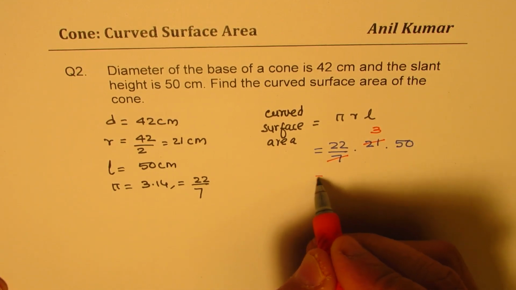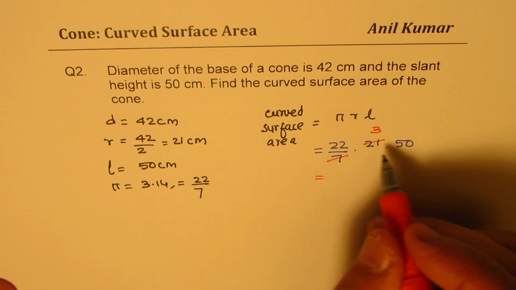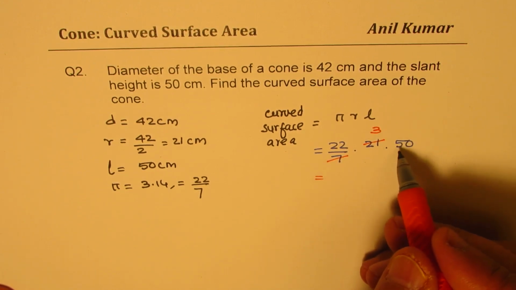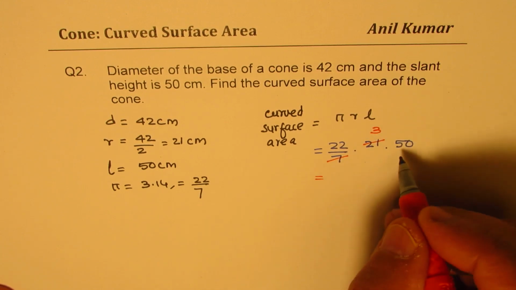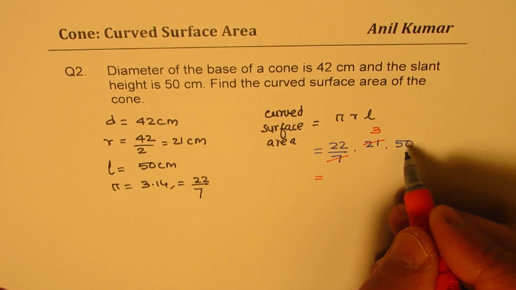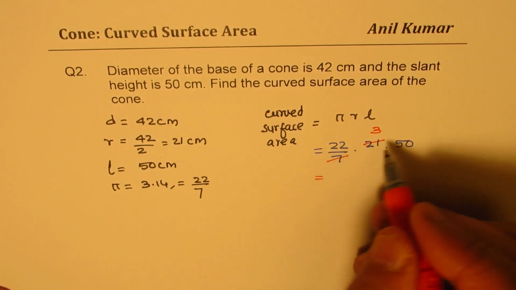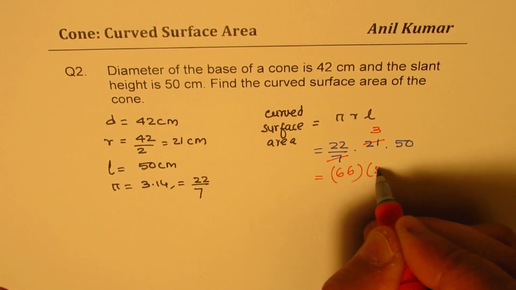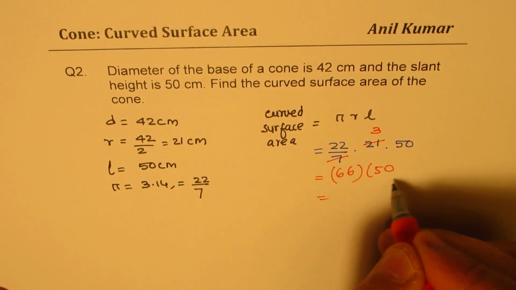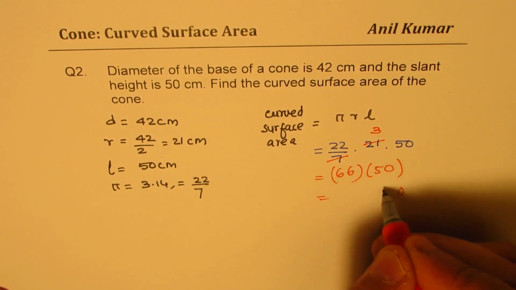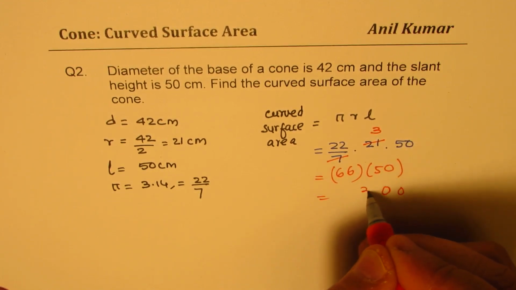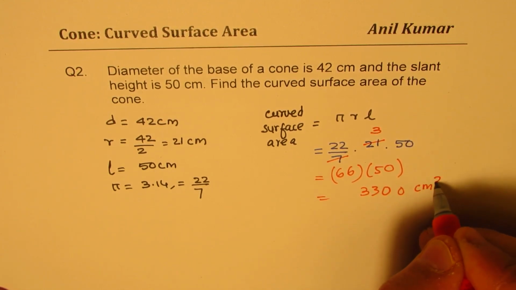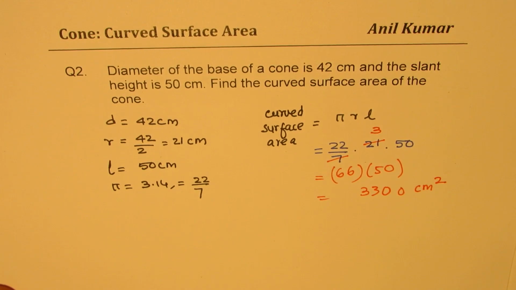And now you can multiply this. 50 could be treated as 100/2. Or let's do 66 times 50, so let's multiply with 10 here. 5 times 6, 33, 3,300. And the units will be centimeters square, correct? So that is how you're going to do it.